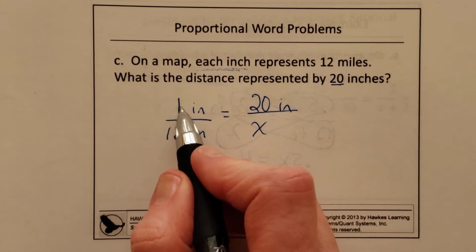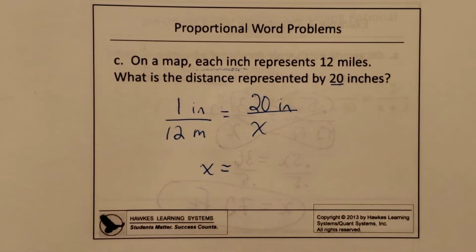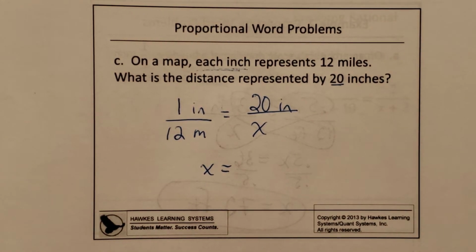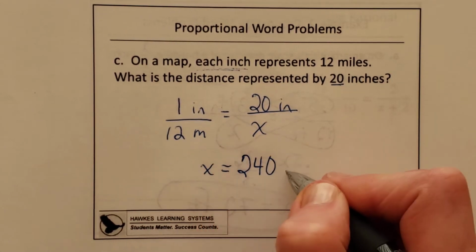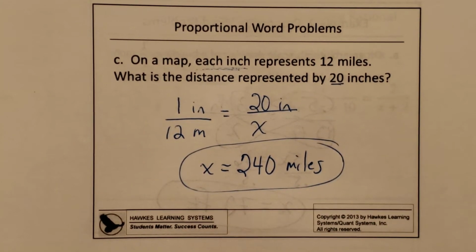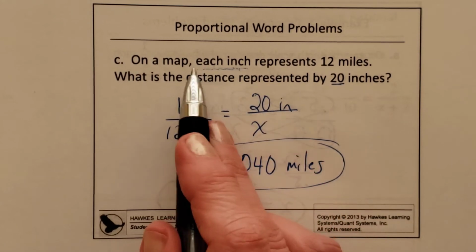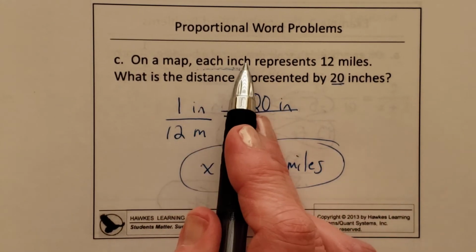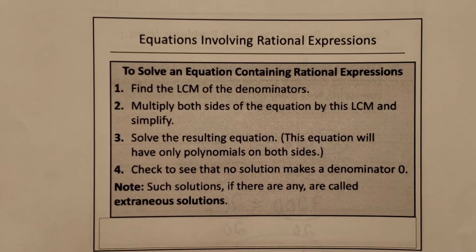So if I cross multiply, I'd get 1 times x. 1 times x is just x. So I find on this one, all I have to do basically is multiply 12 times 20. And the answer is 240 what? Miles. So if you see each, or per, that means for 1 inch, or miles per hour, for every 1 hour.